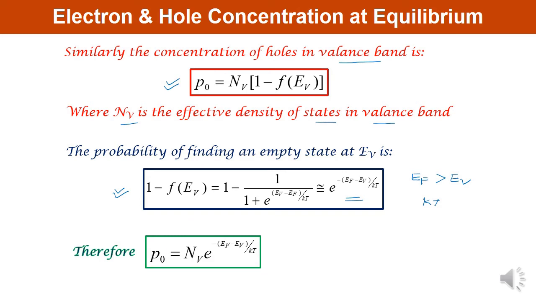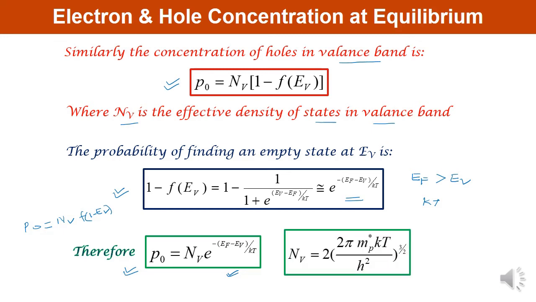Therefore, P0 can be written as, just substituting the value, P0 equals NV e raised to the power minus (EF minus EV) upon KT. Similarly, the value of NV, the effective density of states, can be written as 2 times (2 pi m star KT upon h square) raised to the power 3 by 2, where m star is the effective mass. Here the term corresponds to the hole.